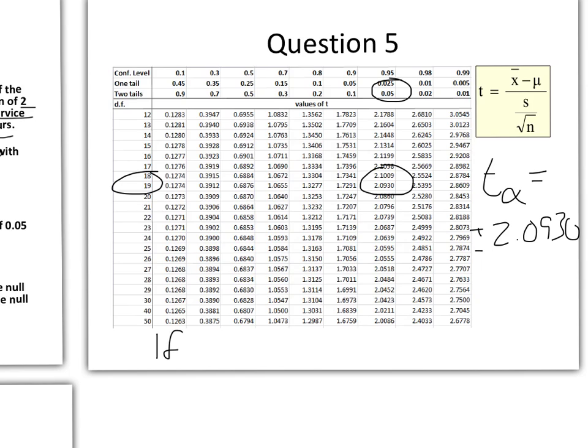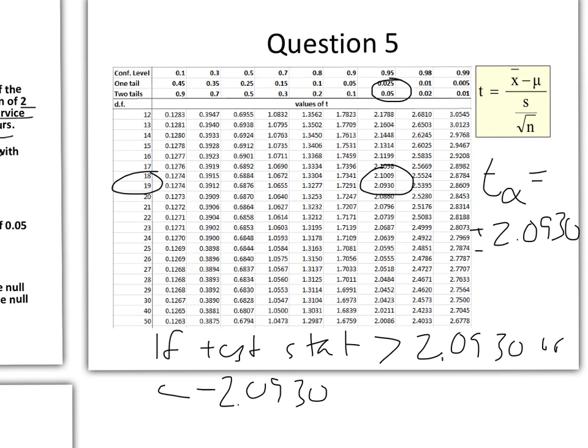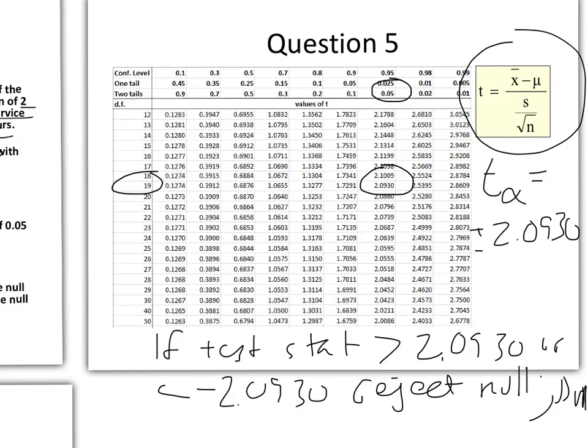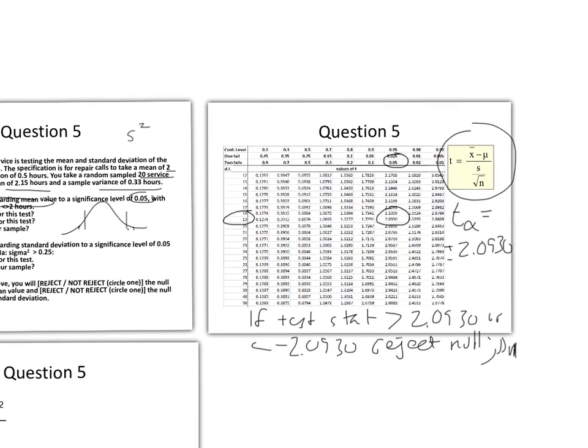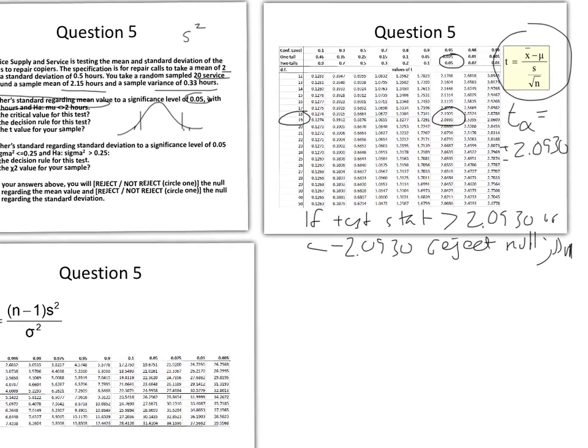Our decision rule is if the test stat is greater than 2.0930, or less than negative 2.0930, reject the null, otherwise do not reject. All right, so that's our decision rule, and now we would need to calculate the test statistic. To do that, we would use this equation right here. Let's make some more room for us and work on that right now.